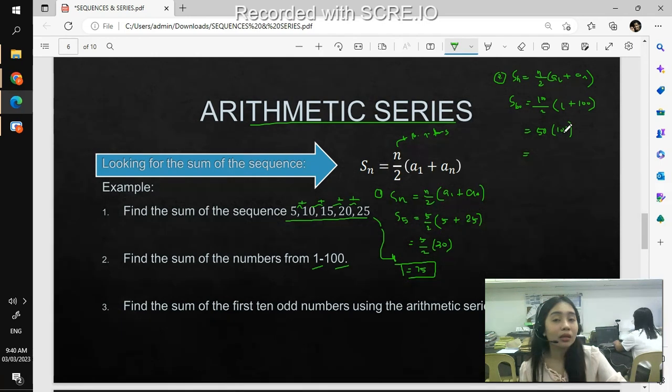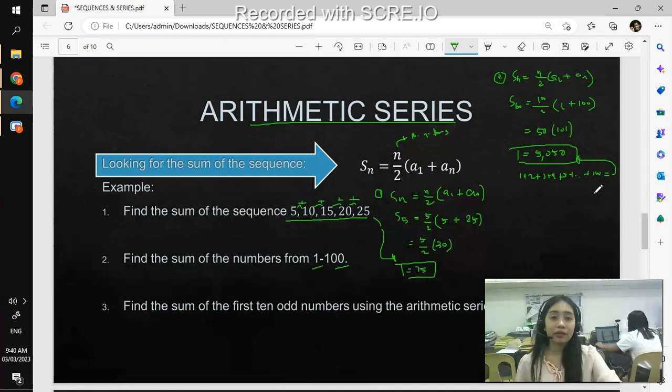Okay, so 5 times 101, that gives us 505. Adding 0 here, that gives us 5,050. Therefore, if you are to add 1 plus 2 plus 3 plus 4 plus 5 and so on until 100, that will be equivalent to 5,050.